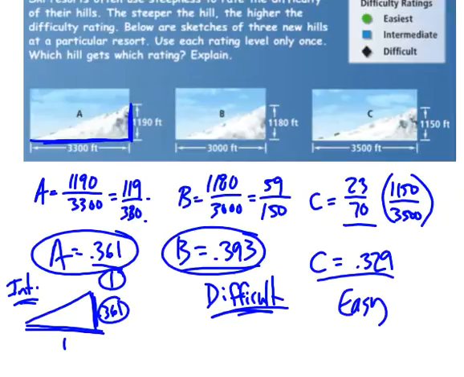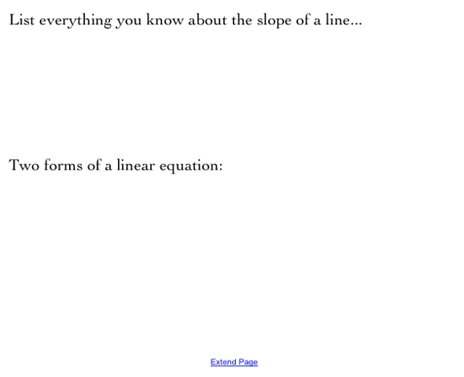Okay, so one of the things I'd like you to do is go on to this next slide, and I want to take a minute, if you could just pause it, and then go ahead and just list everything that you know about the slope of a line. So you've worked with slope quite a bit in Algebra 1, probably a little bit in Math 8 the year before that. So let's just talk a little bit about what you know about the slope of the line. So go ahead and hit pause, write a couple things down, and then we'll come back together in a couple of minutes here.